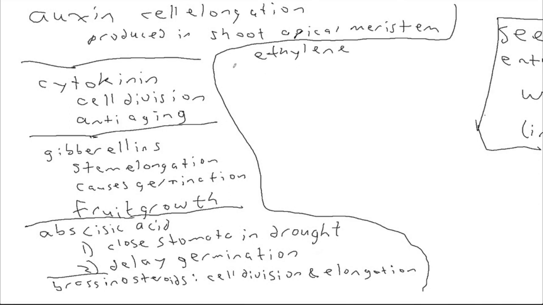What's a function of ethylene? Fruit ripening. Good. Apoptosis. What does that mean? Self-suicide. Very good.